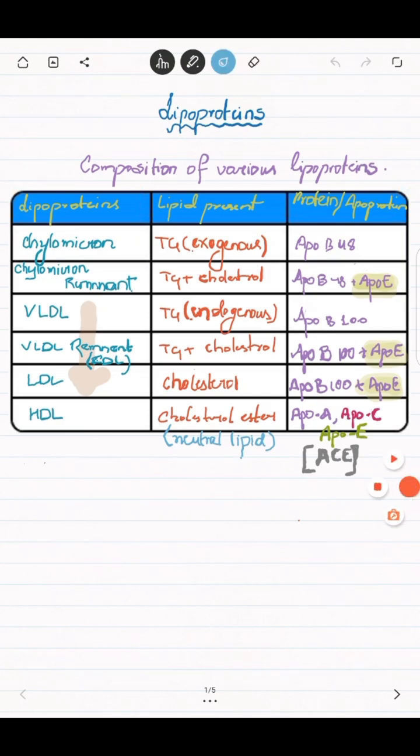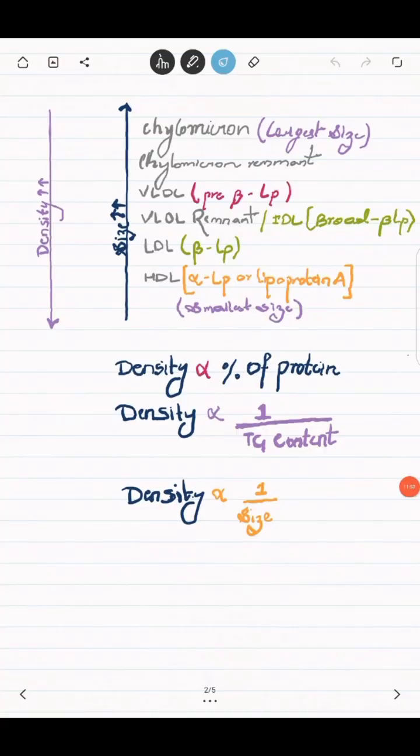Okay. This is all about the composition of various lipoproteins, meaning the protein and the lipid part each lipoprotein contains. Now we will talk about the density of the various lipoproteins we studied just now. The chylomicron has the least density, and as we go on to the SDL, the density increases.